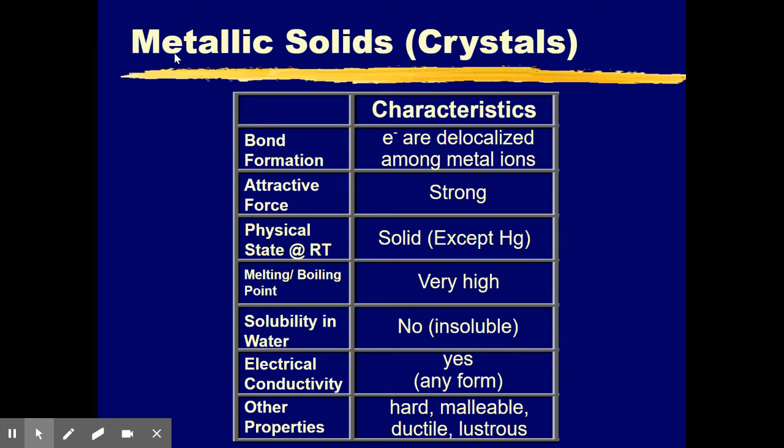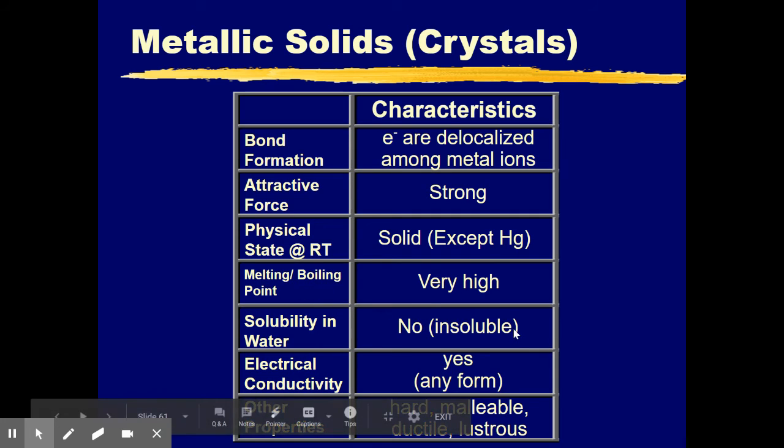So overall, these are the characteristics of metallic solids. They have electrons that are delocalized among the metals. The attractive force between the cations of the metal and the delocalized electrons is strong. The physical state at room temperature is typically a solid, with the exception of mercury. Mercury is a liquid at room temperature. It used to be used in thermometers. The melting and boiling points of metals are very high. It's hard to melt or boil metal.